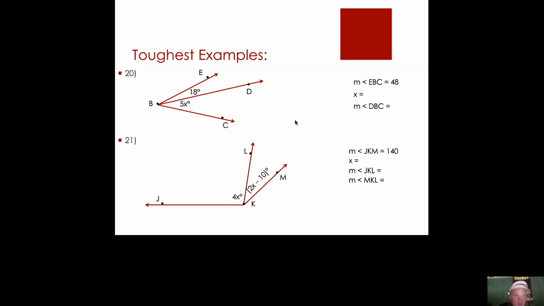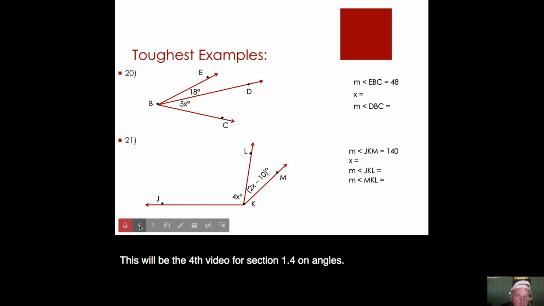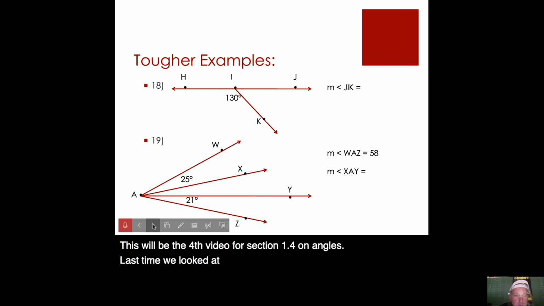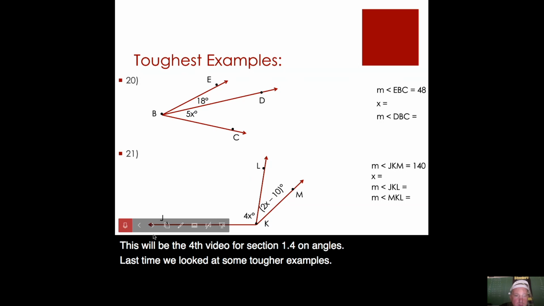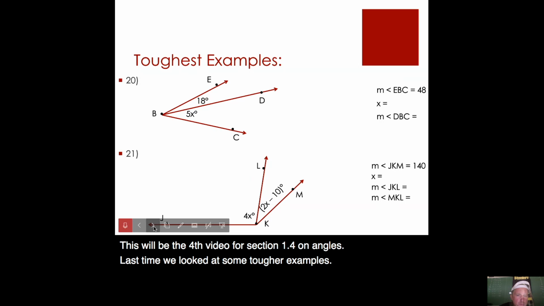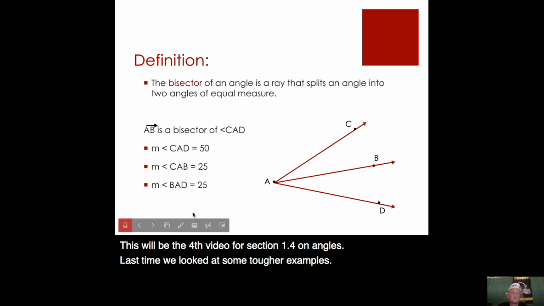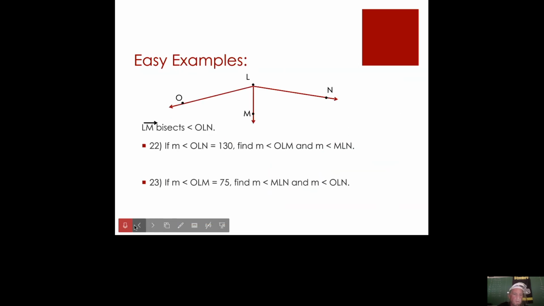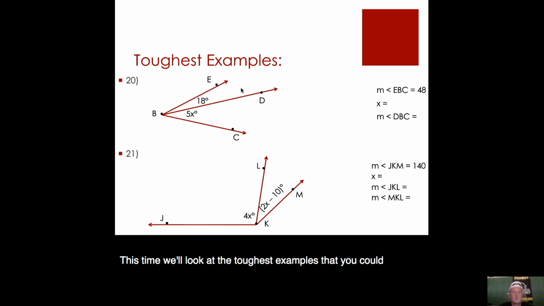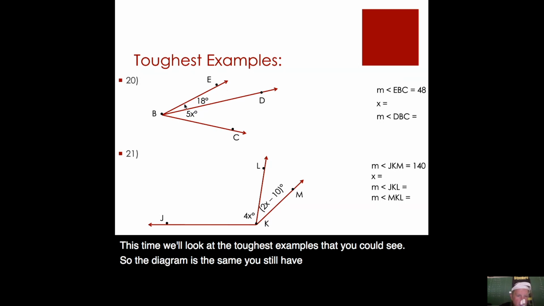This will be the fourth video for section 1.4 on angles. Last time we looked at some tougher examples. This time we'll look at the toughest examples that you could see. So the diagram is the same. You still have three angles. There's two little ones and a big one.